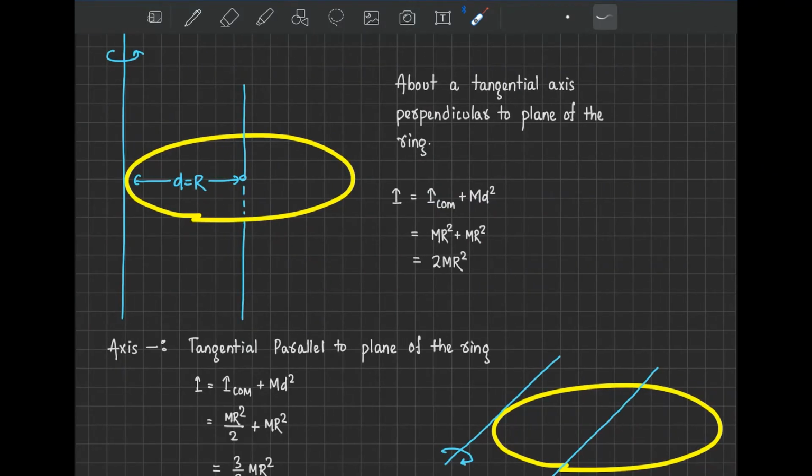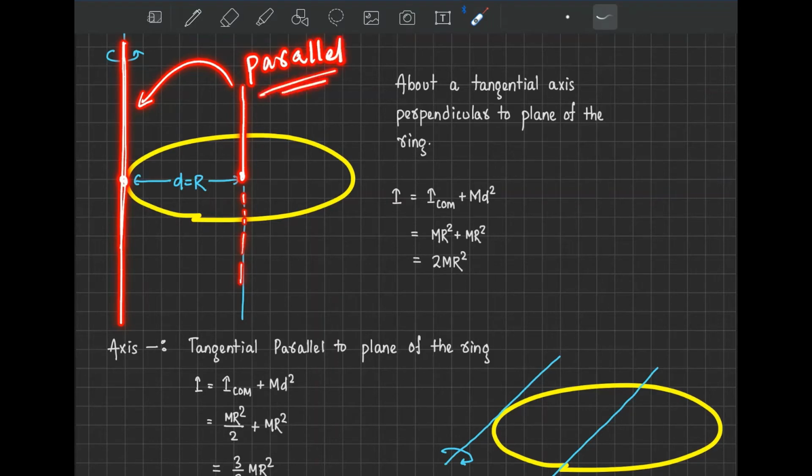Here we have an axis which is tangential but it is perpendicular to the plane. Let's say this axis is here, it is passing through the center and perpendicular to the plane. Now we are drawing a tangent parallel to this axis. Okay, so this axis is perpendicular to the plane.